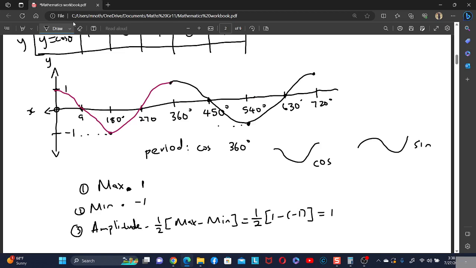And then also the range. So actually the range, the y values, the range is from the minimum value of y to the maximum value of y. So the minimum one is -1. Then this is your range.